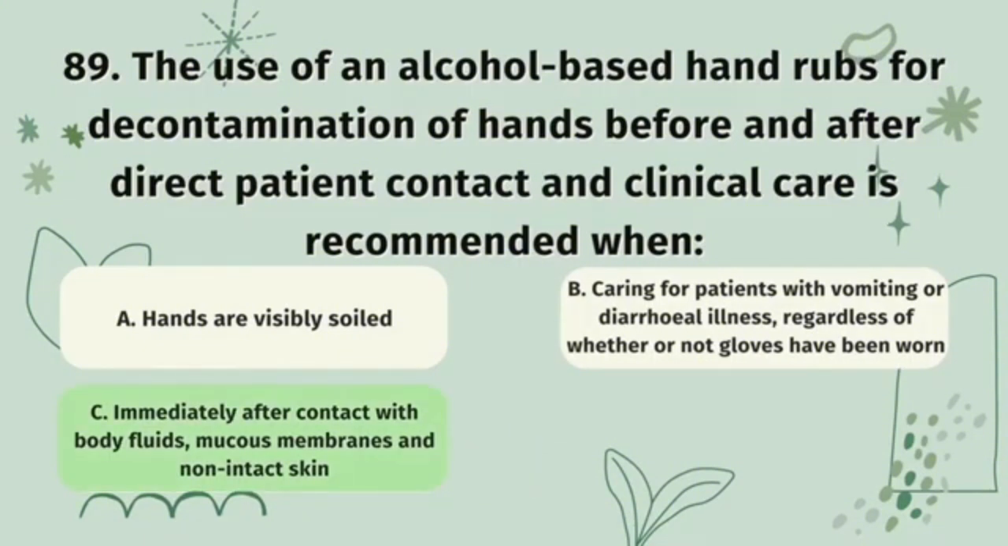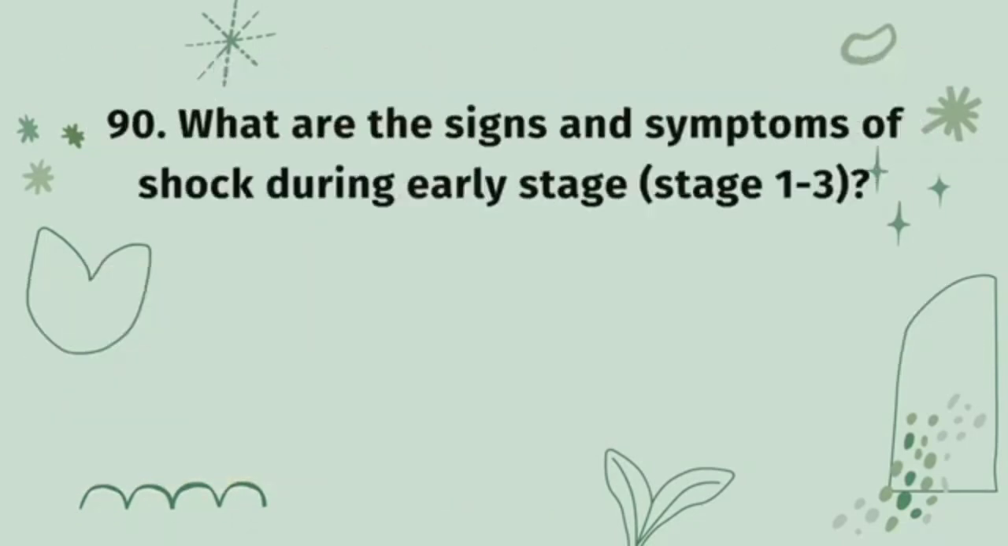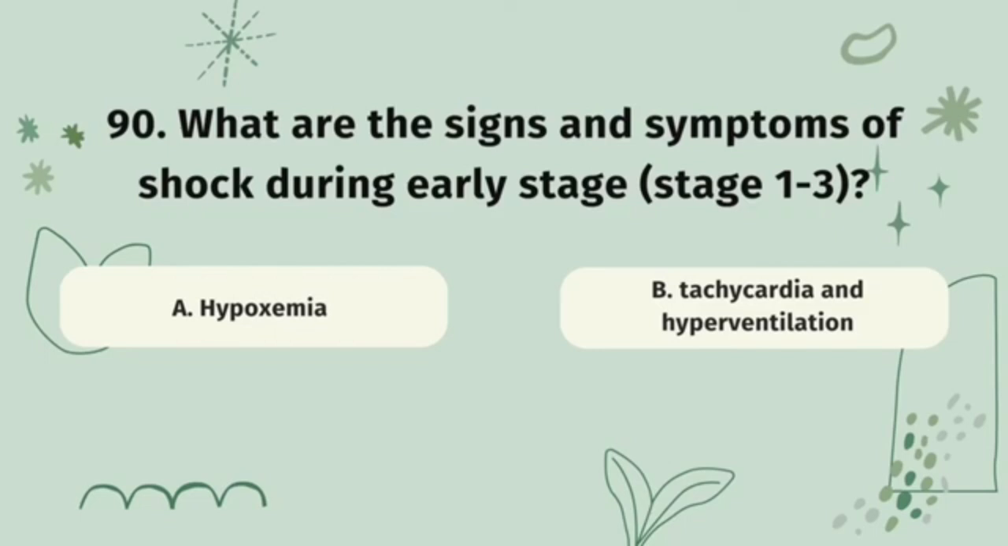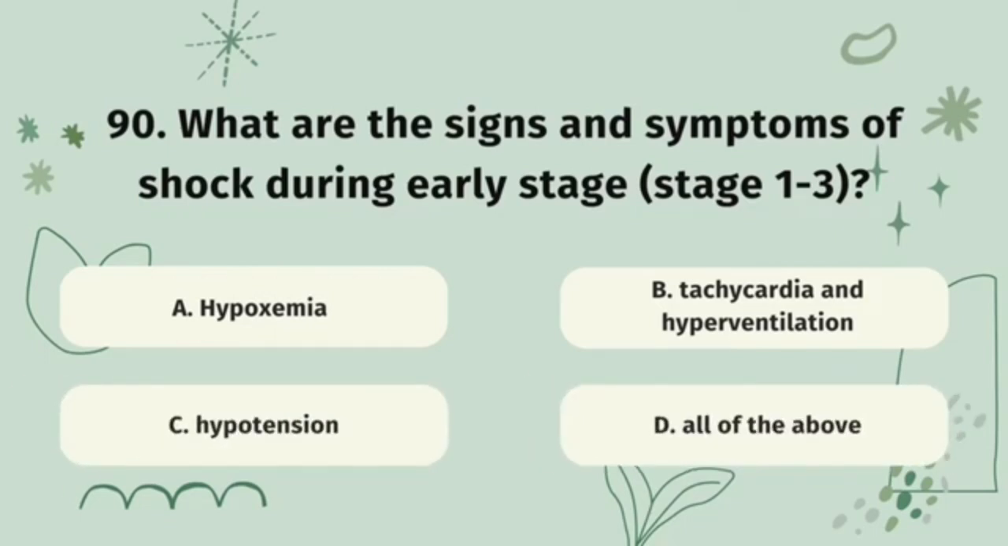The correct answer is C. Question 90. What are the signs and symptoms of shock during early stage 1 to 3? Option A, hypoxemia. Option B, tachycardia and hyperventilation. Option C, hypotension. Option D, all of the above.